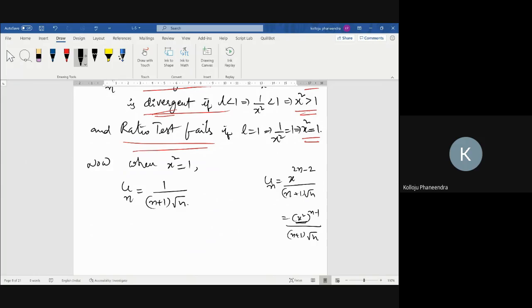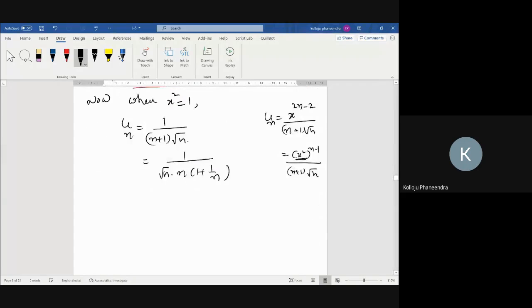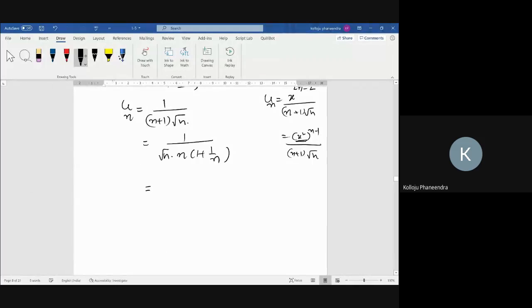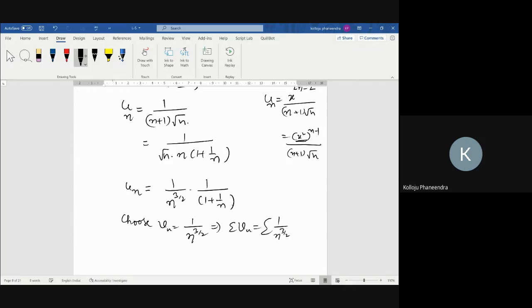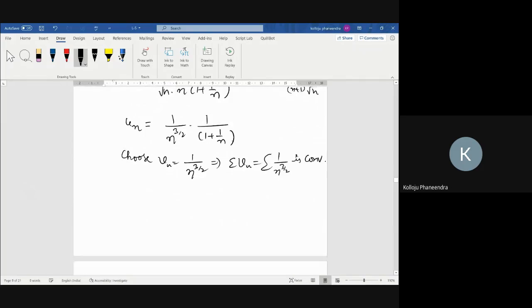Okay. When 1 by n plus 1 root n, what is the structure of this one? 1 by, I will take root n here and n common. So 1 by n, I will go for comparison test, limit comparison. When x square equal to 1, you can apply that test. So 1 by n power 3 by 2, 1 by 1 plus 1 by n. This is my un. Choose vn as 1 by n power 3 by 2. That implies 1 by n power 3 by 2 means more than 1. So convergent. 1 by n power p, p greater than 1 convergent.